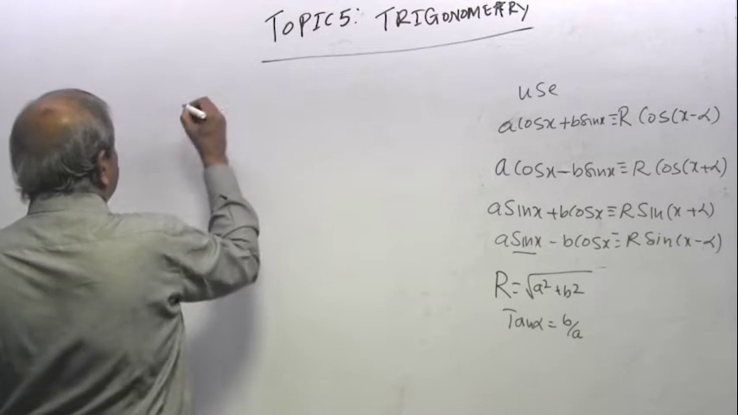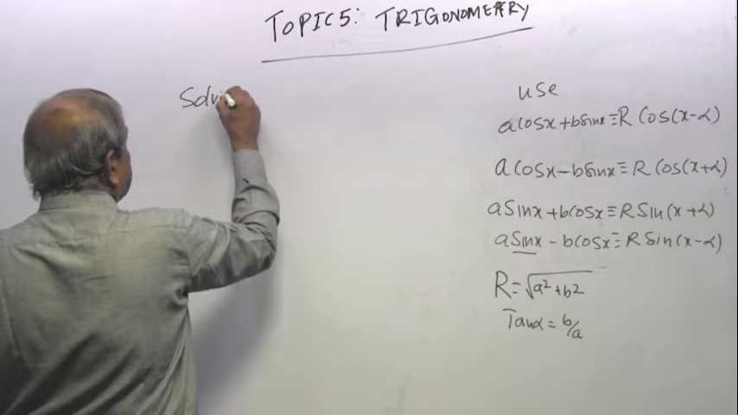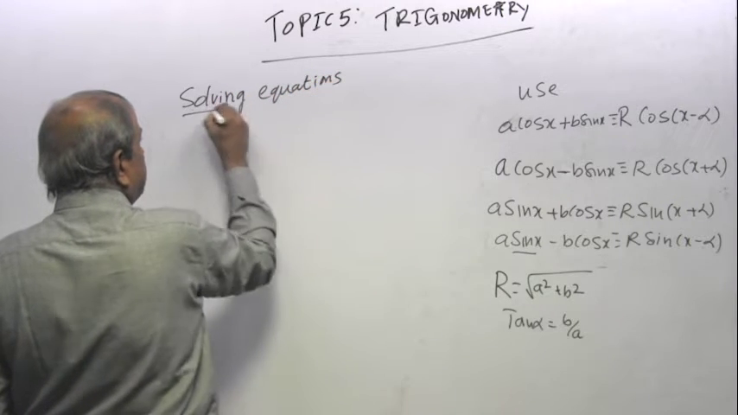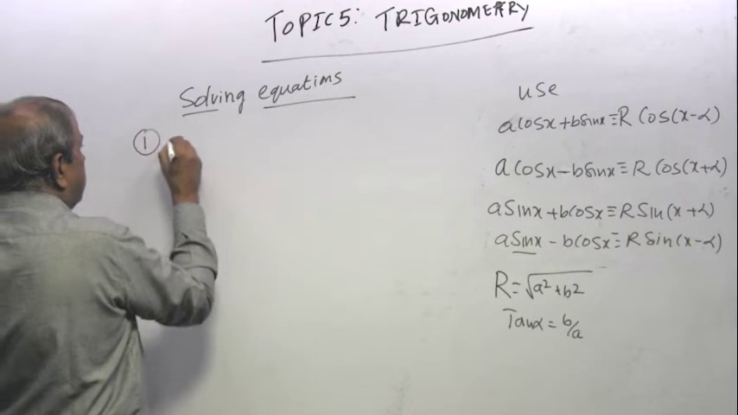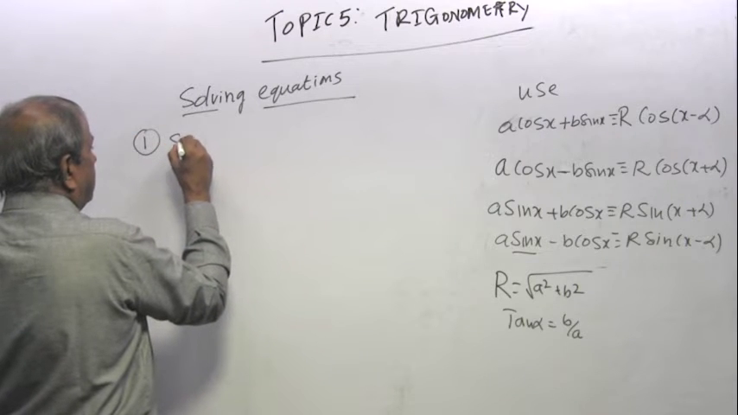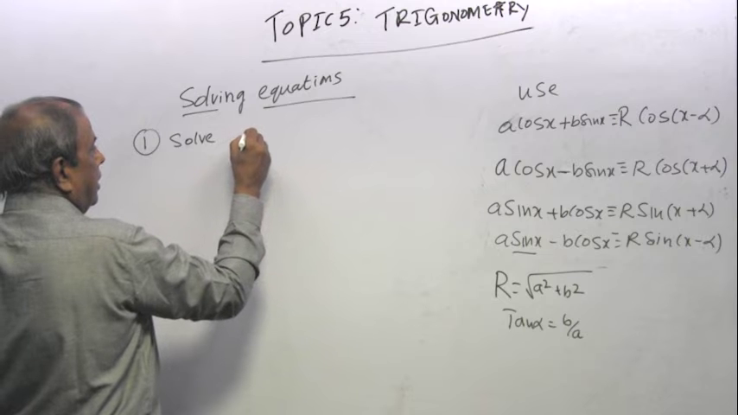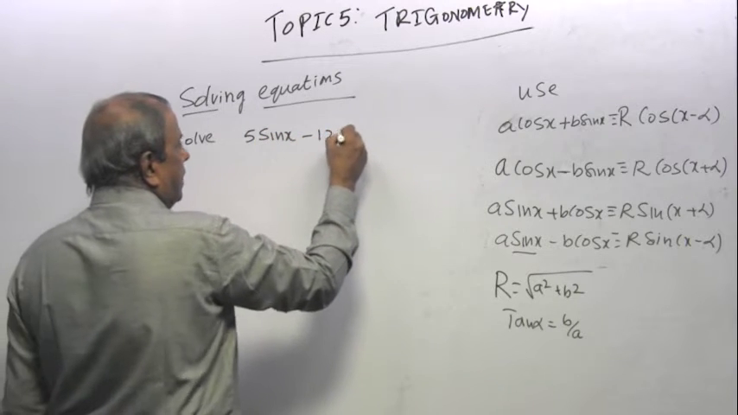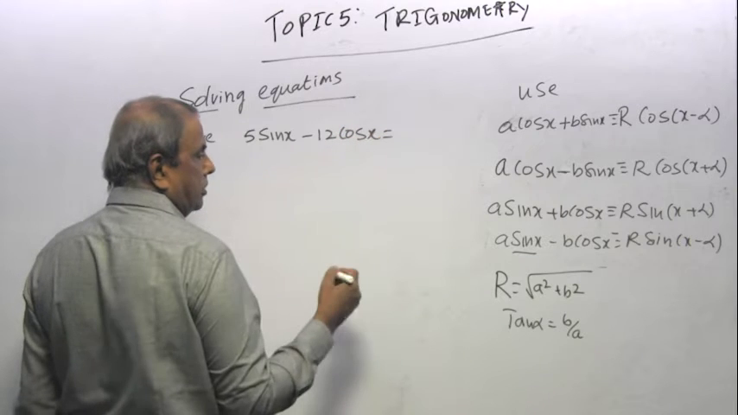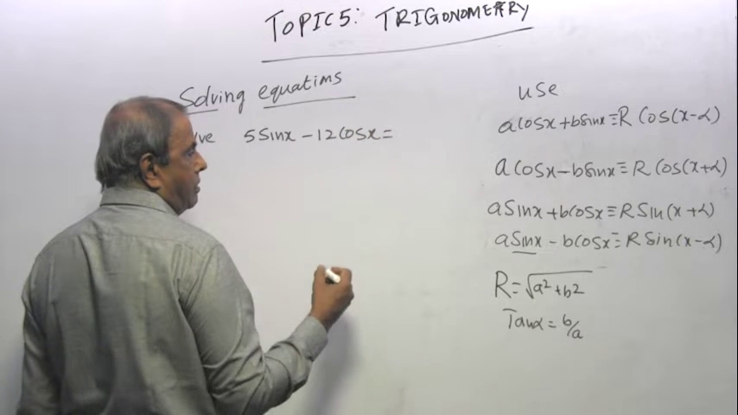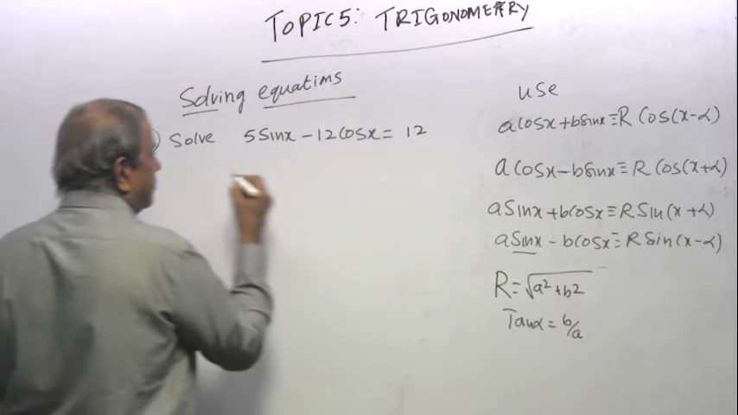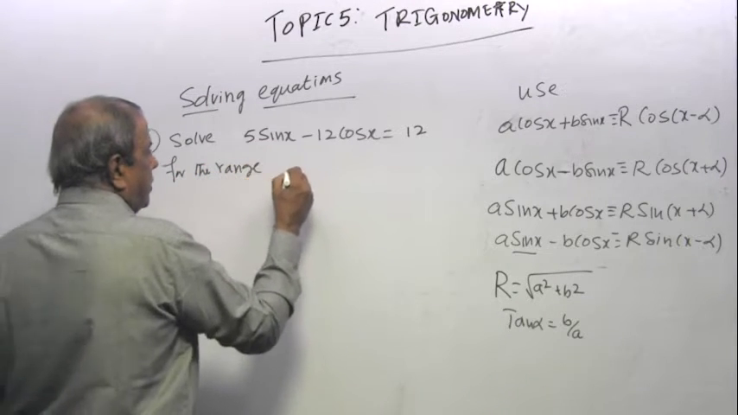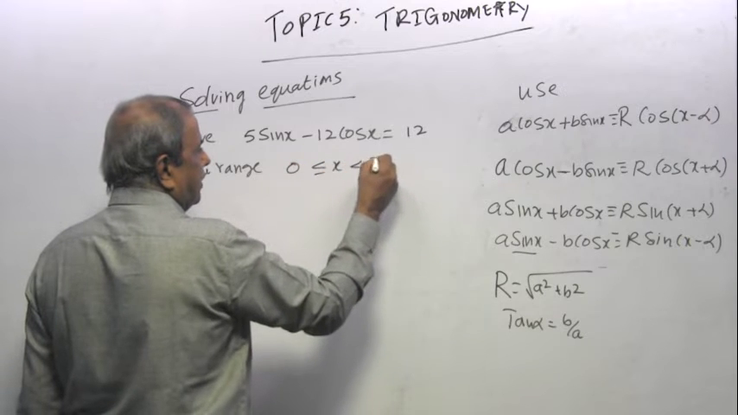So now I'm going to solving equations. I'll take a couple of examples. Let me take the first example. Solve 5 sin x minus 12 cos x equal to 12 for the range 0 less than or equal to x less than 360.